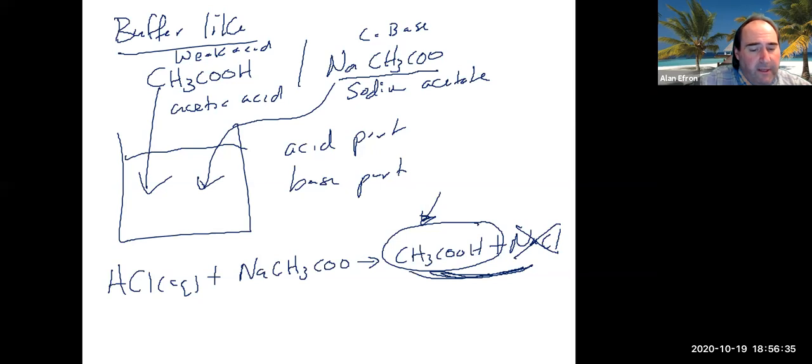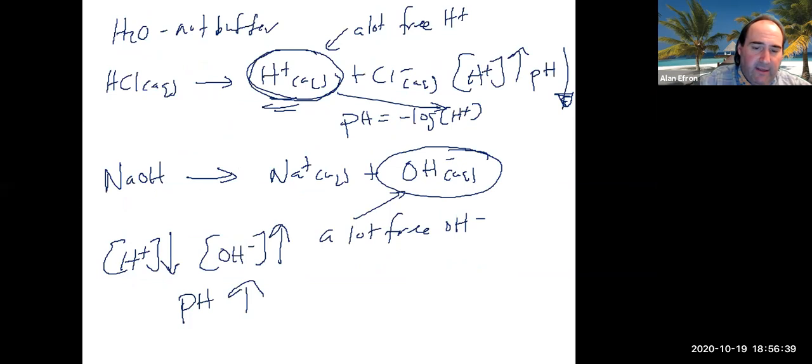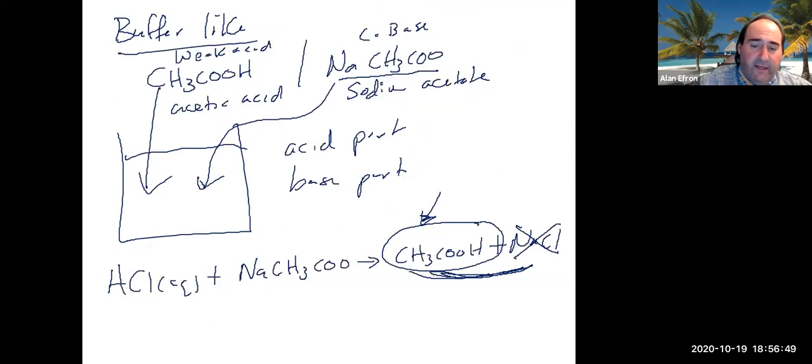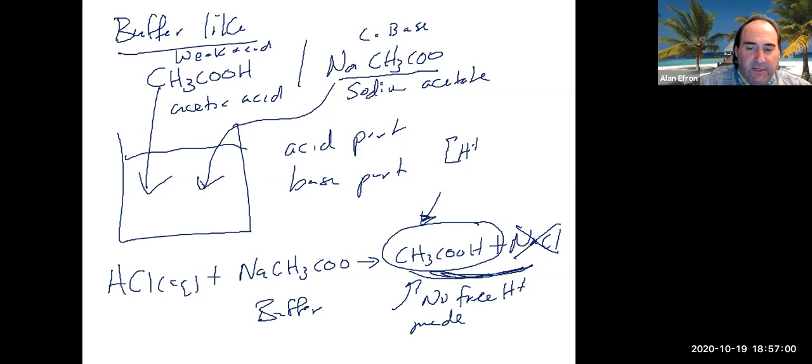But more importantly, when we added that acid, we do not see any free H plus like we did when we added it to the water. When we added the acid to the water, we made a ton of free H plus. Over here, when we added it to the buffer, we have no free H plus made, which means the concentration of H plus will remain relatively constant, and the pH will then remain relatively constant as well.